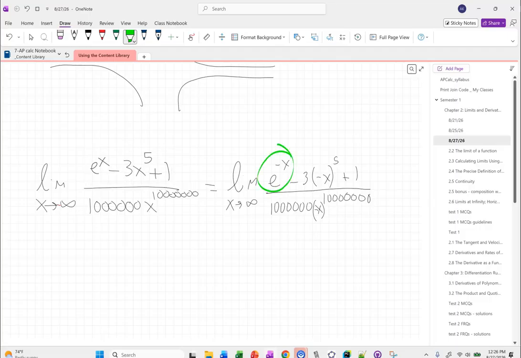What is this doing? When x goes to positive infinity, what is that? It's going down, right? So it's going to 0. So I don't care about it now. Now it's a standard bigger-on-bottom problem, so it goes to 0. Done.